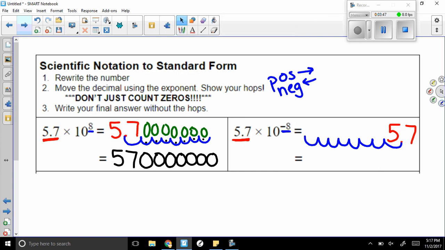Once I've drawn 8 hops, I'm going to go through, fill in all of my zeros, and I've got my answer. But I have to rewrite it without my work getting in the way, so I'm going to make sure that I know exactly what my final answer here is.